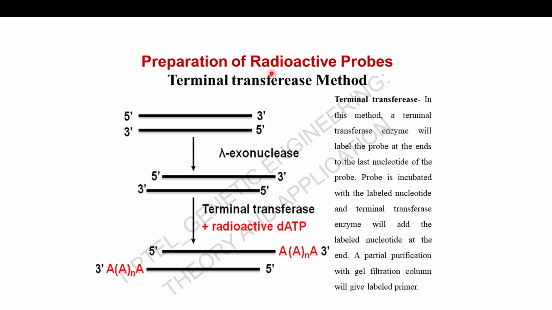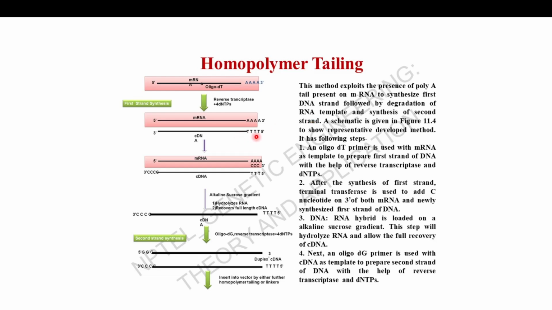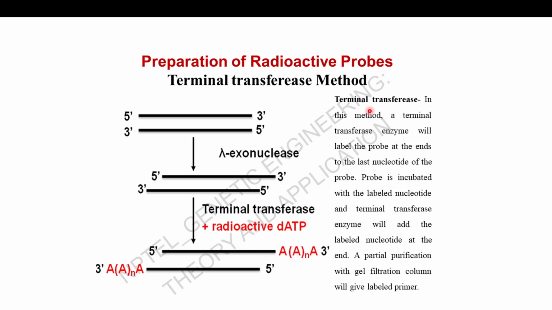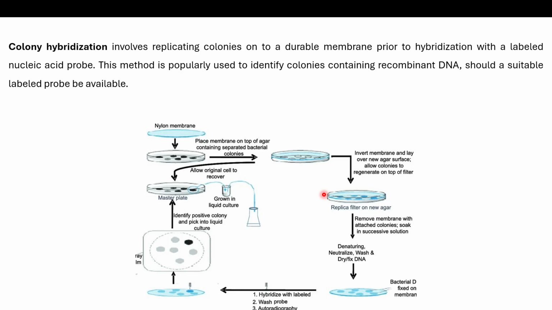Another method, as in the preparation of radioactive probes, is the terminal transferase method. Here also the terminal transferase method was used, which was transferring C residues at the 3' end of both mRNA and cDNA. In the terminal transferase method, it transfers a set of nucleotides. Here again, because it is a poly-A tail, it will transfer dT residues, and then cDNA can be synthesized further.